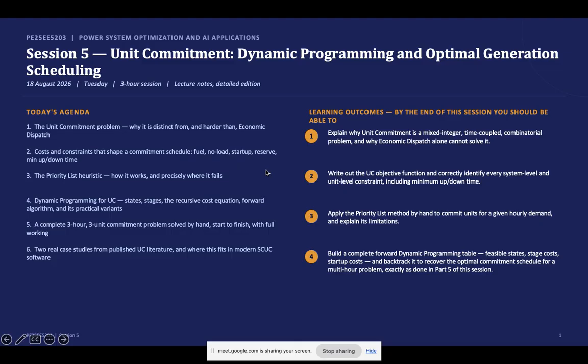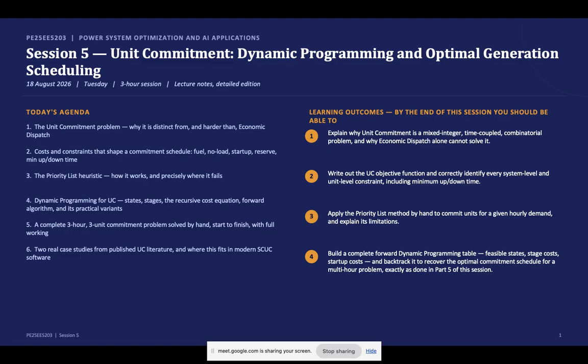So unit commitment. Today's session begins at a point where the mathematics of economic dispatch is already very much familiar for you. But the operational decision is larger. Until now, one set of generators was assumed to be available and running. The central question was how the required power should be divided among them. So unit commitment moves one level above that question now.